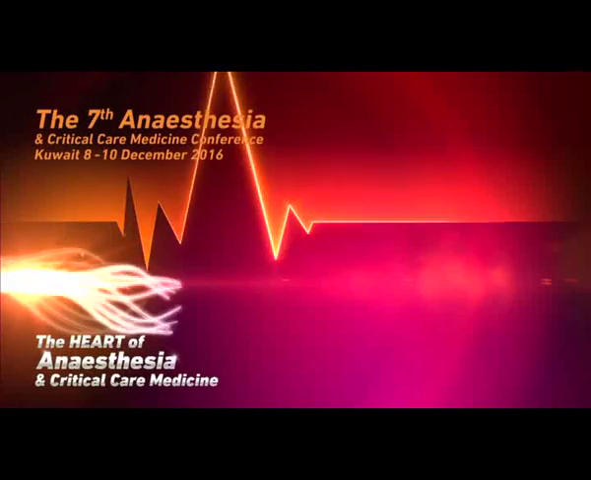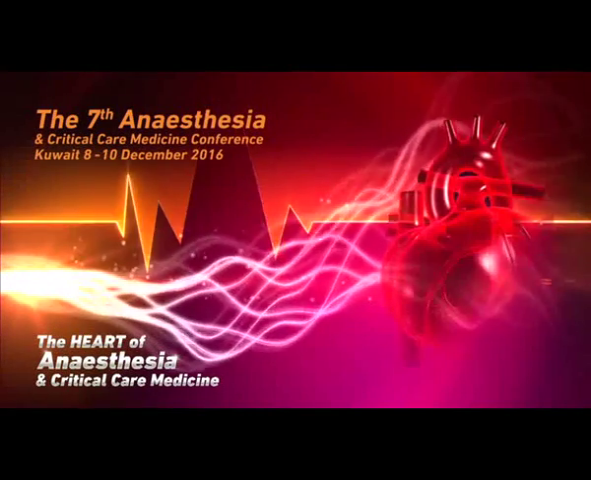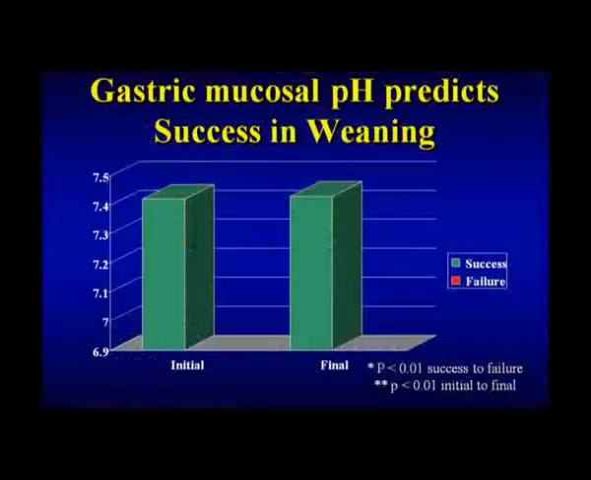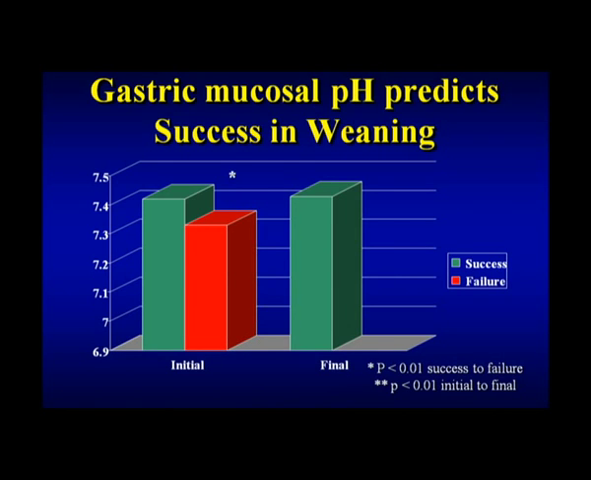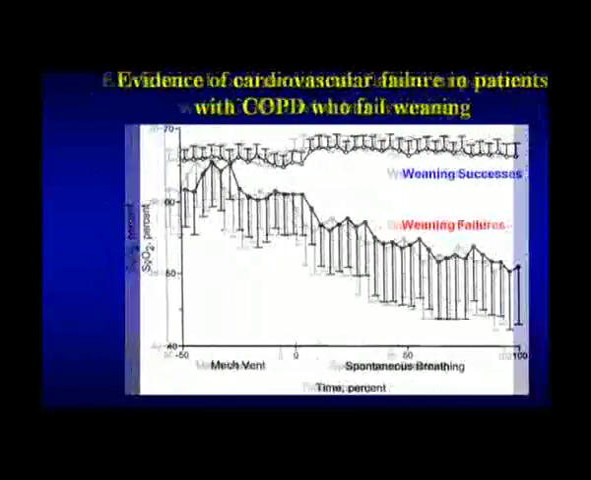So he took COPD patients and weaned them. And those that were successfully able to wean did not develop gut ischemia, here measured by gut pH. Whereas the patients who were subsequently going to fail not only had a lower value to begin with, but it fell to levels equal to severe shock.